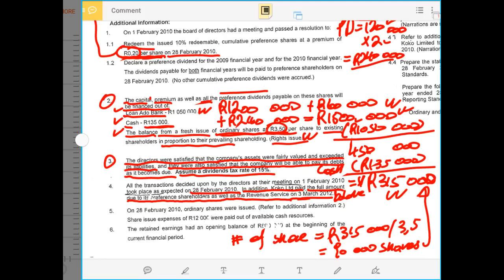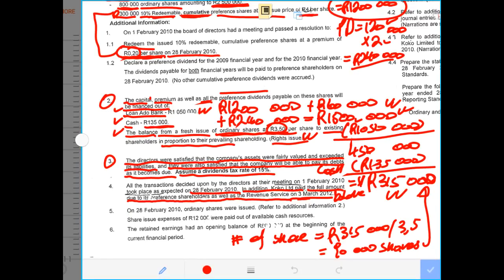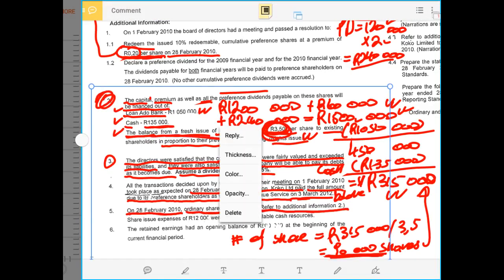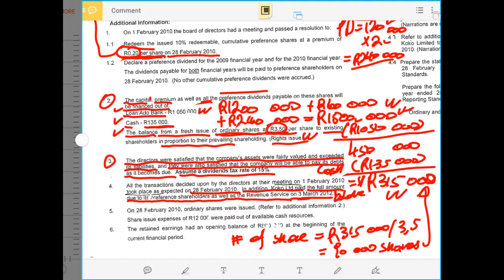Then it further says under number 5, on the 28th of February 2010, ordinary shares were issued, and they say refer to additional information number 2. Under number 2, we know that we issued 90,000 shares here at the bottom, and that was the issue price of 3 Rand 50. Then that became 350,000 rands.